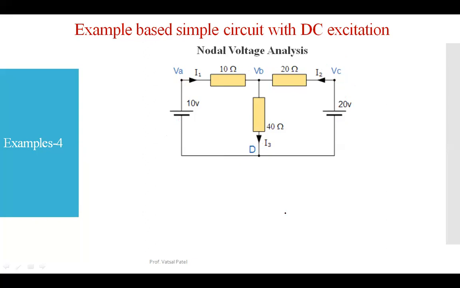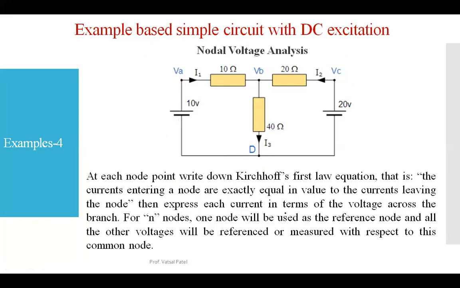Now, first of all, read this sentence carefully. At each node point, write down Kirchhoff's first law, that means KCL. The current entering a node is exactly equal to the current leaving the node. That is the statement of KCL. Then you will express each current in terms of the voltage across the branch.